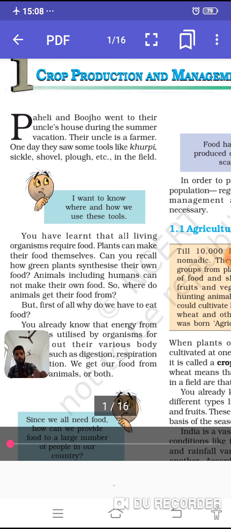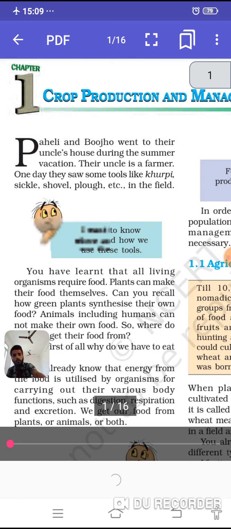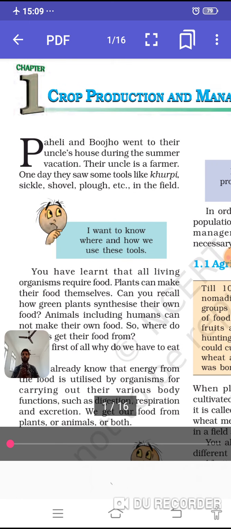If you can see here, Paheli and Boojho went to their uncle's house during the summer vacation. Their uncle is a farmer. One day they saw some tools like khurpi, sickle, sohal, plough, etc. in the field. We are familiar with this because we all are from farmer families. We all have our fields.